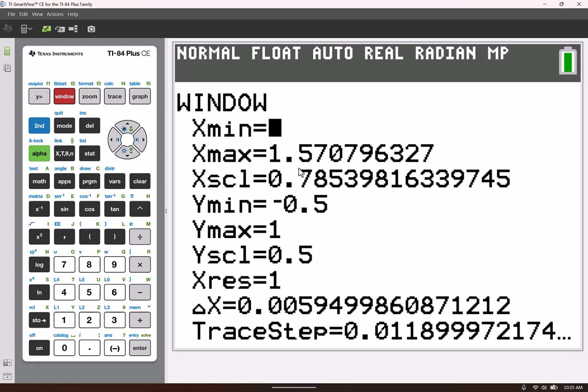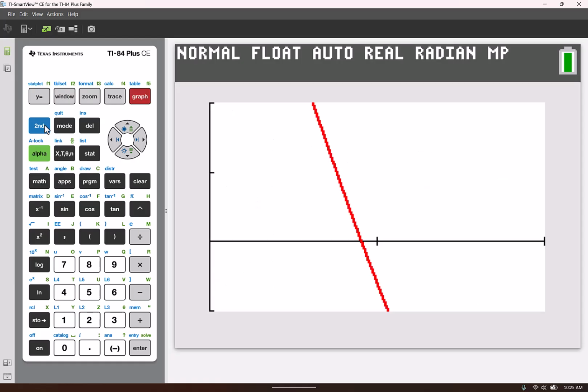0, pi over 2, pi over 4, negative 0.5. I made my y max 1. Okay, I'm going to do this again.